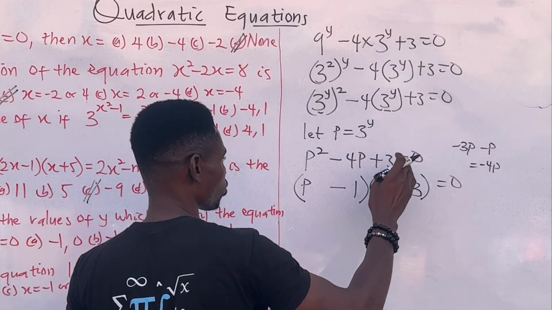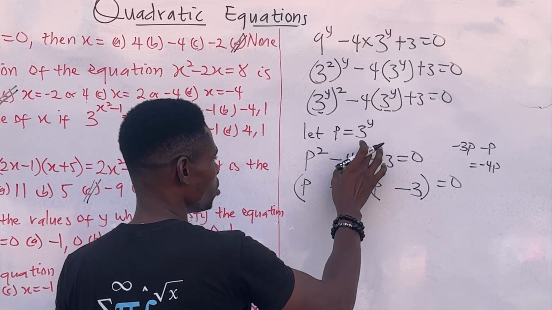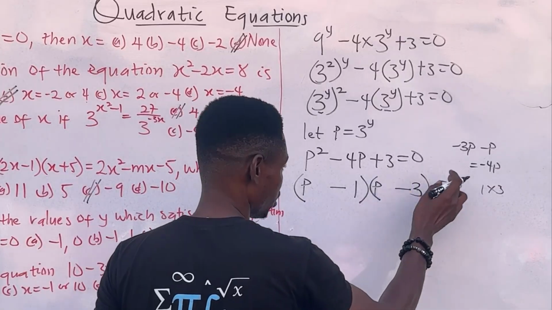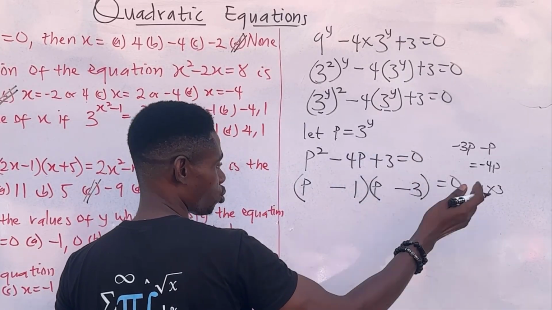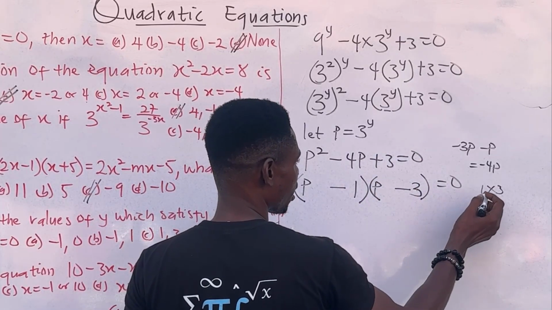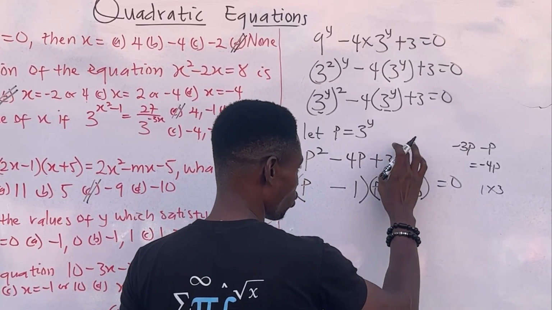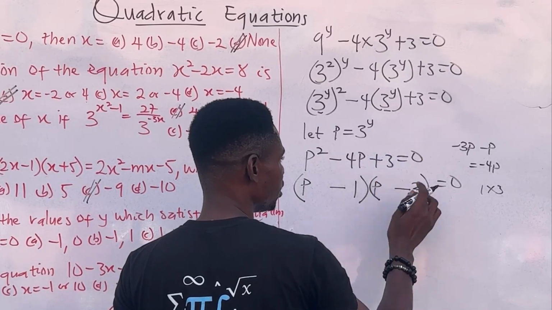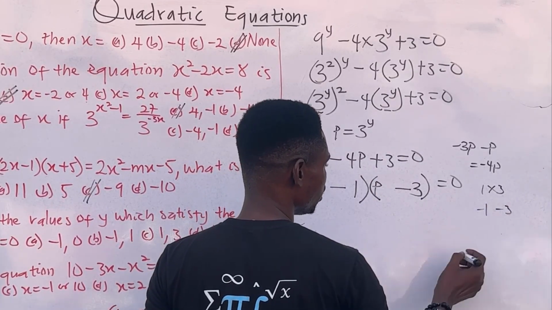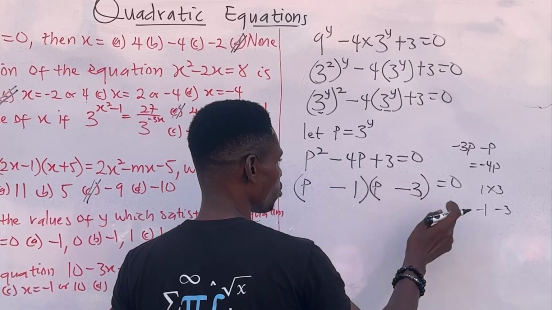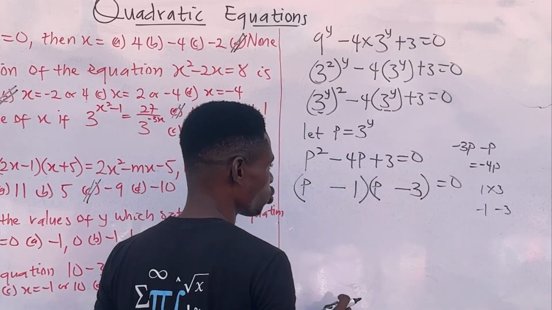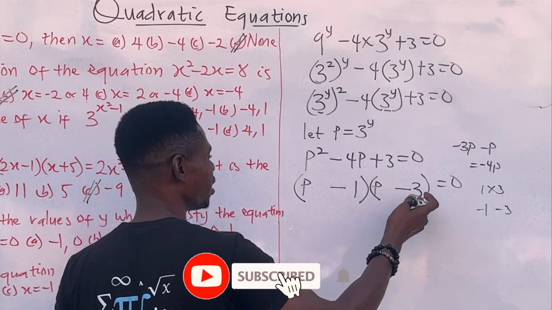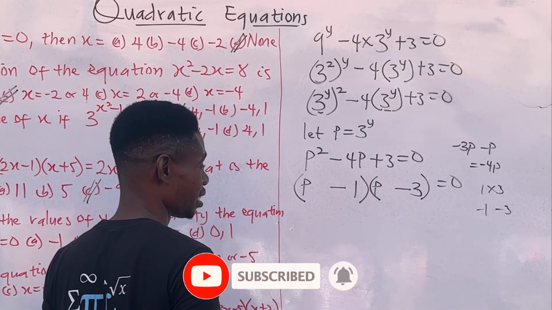And if you don't like this, you can solve it the normal way I've explained. Break 3 into two numbers, 1 and 3. The two numbers you are looking for, if you add them you get minus 4, and if you multiply them you get 3. So minus 1 and minus 3. If you add them, you get minus 4. If you multiply them, you get 3. So you can use that to break this 4p down, just like we explained earlier. But I think this is an easier and faster one, especially in an exam scenario like this.